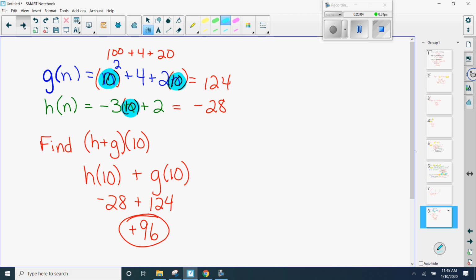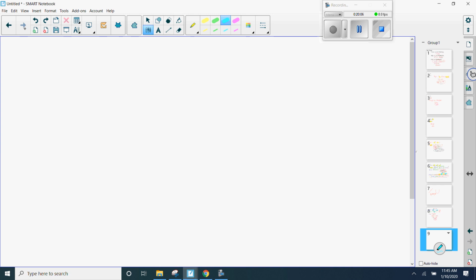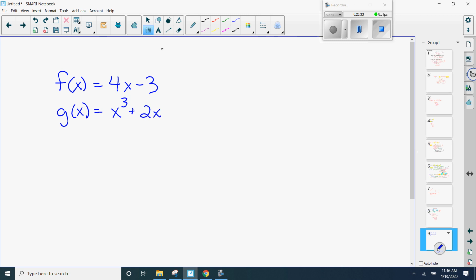So what do you think would happen if I gave you this particular problem? What if I told you f of x is equal to 4x minus 3, g of x is equal to x cubed plus 2x. And then I come over here and I tell you to find what is f minus g of 4.